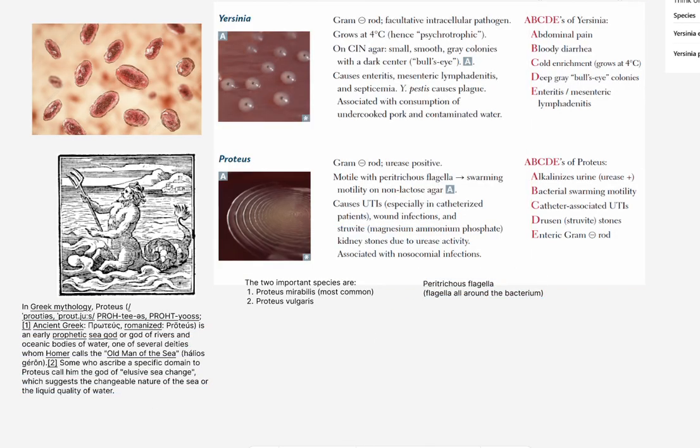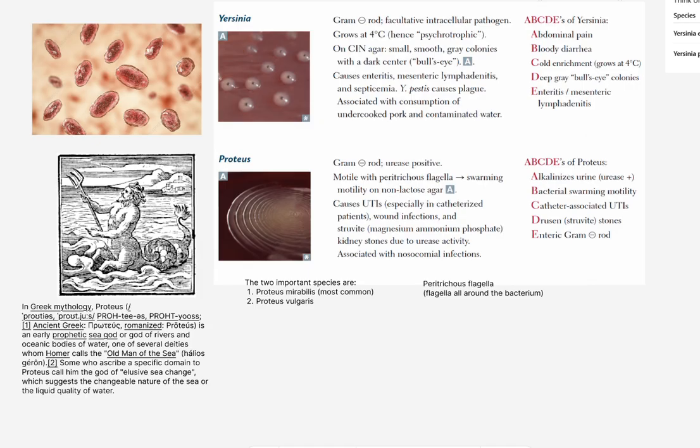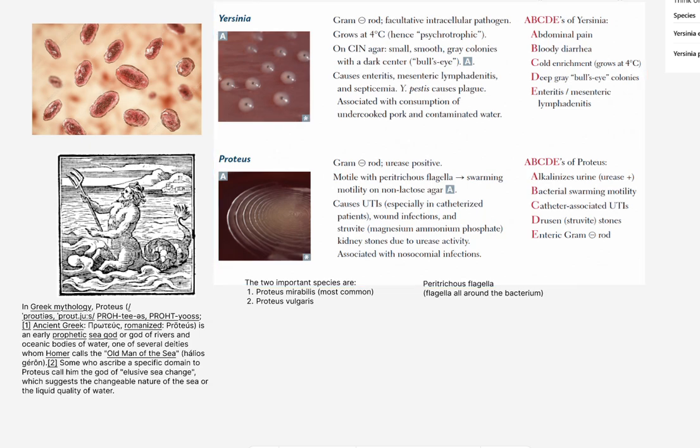It has this special swarming motility. So on agar, instead of forming a neat colony, it spreads outwards in concentric circles because of its swarming motility. An exam pearl is that swarming motility on blood agar is always a Proteus, right? The second virulence factor is urease. The urease breaks the urea into ammonia and carbon dioxide. The ammonia makes the urine alkaline.